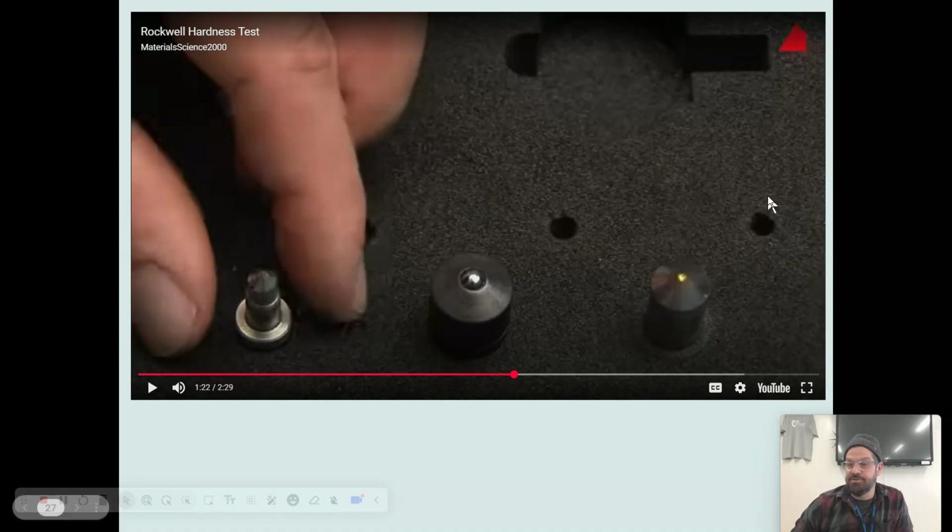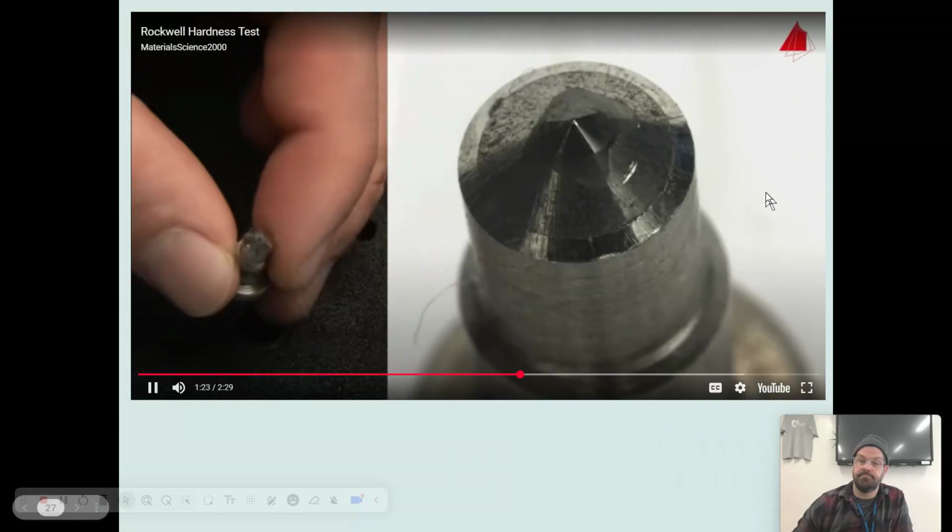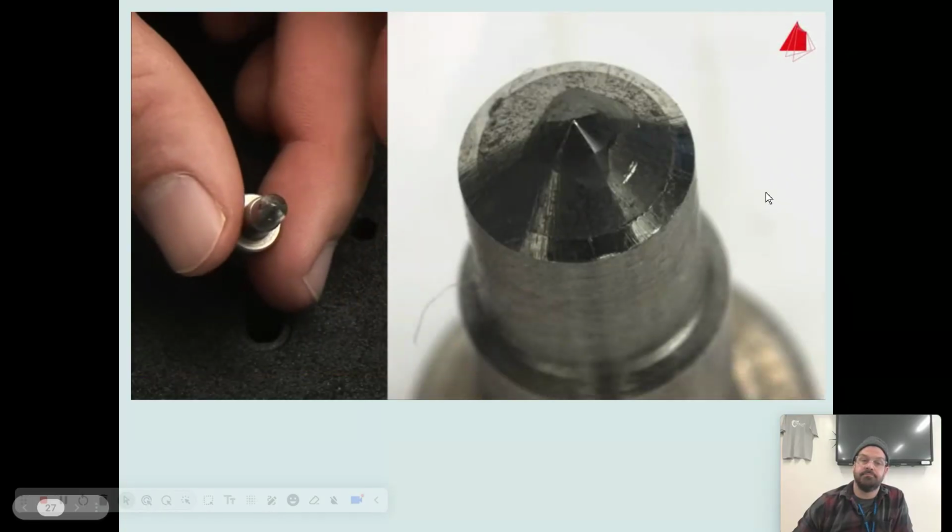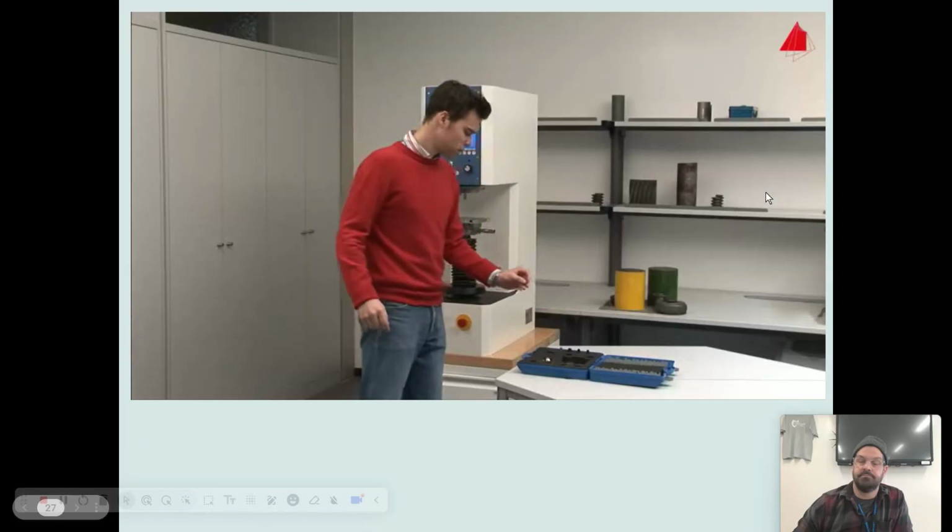So what they're really trying to do is make a very minor indentation, then push it down, but they understand that as soon as they take that force up a little bit, the material is going to bounce back a tiny bit, and they're trying to measure how much it has bounced back. The tester selects the conical diamond indenter and installs it in the testing machine.